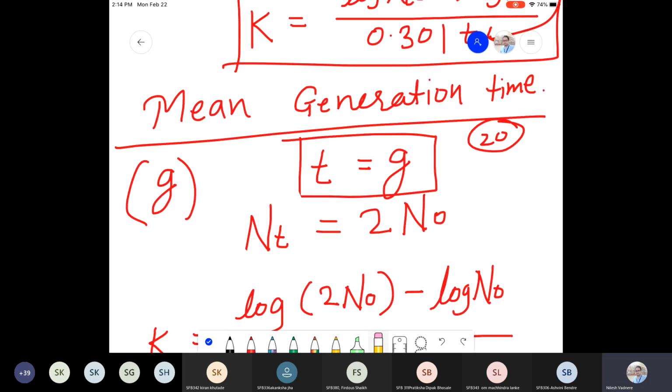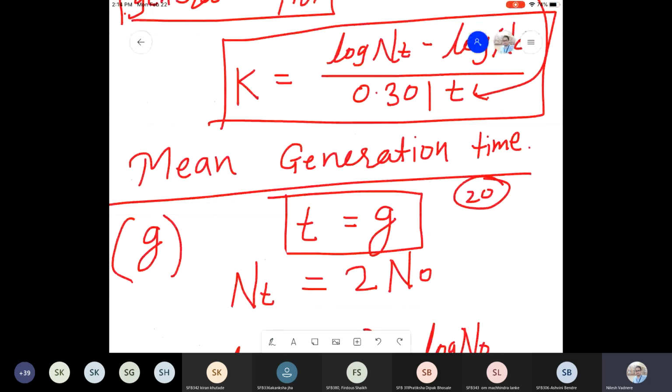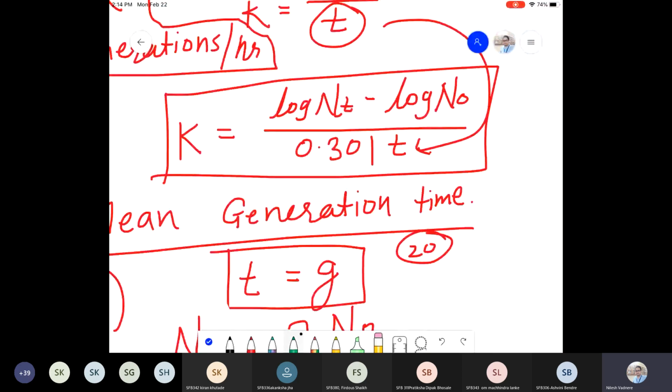Yes, sir. Okay, so now we have two different things. One is t is equal to g and nt is equal to 2n0. बराबर? Now we just have to substitute this value into the first equation. तो यहाँ पर equation में क्या लिखा है? Log of nt. Instead of writing nt, we will write 2 into n0. ठीक है? And here, since t is equal to g, instead of writing this t, we will write g. Okay, that is the equation.